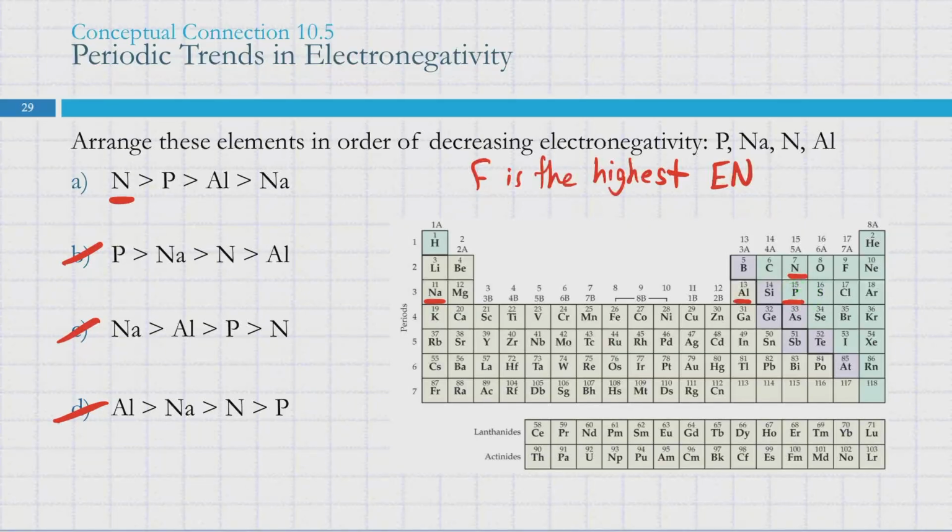Phosphorus is a little bit lower, so it's going to have a lower electronegativity value. It's further away from fluorine. So phosphorus will be a little bit lower. Aluminum is even further, and sodium's the furthest.